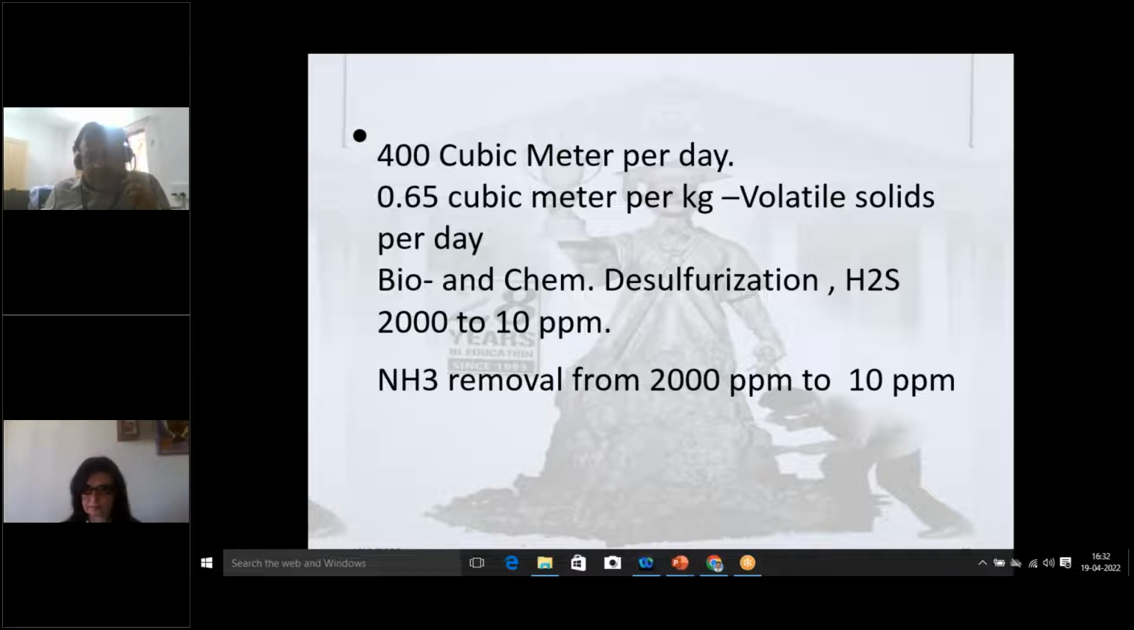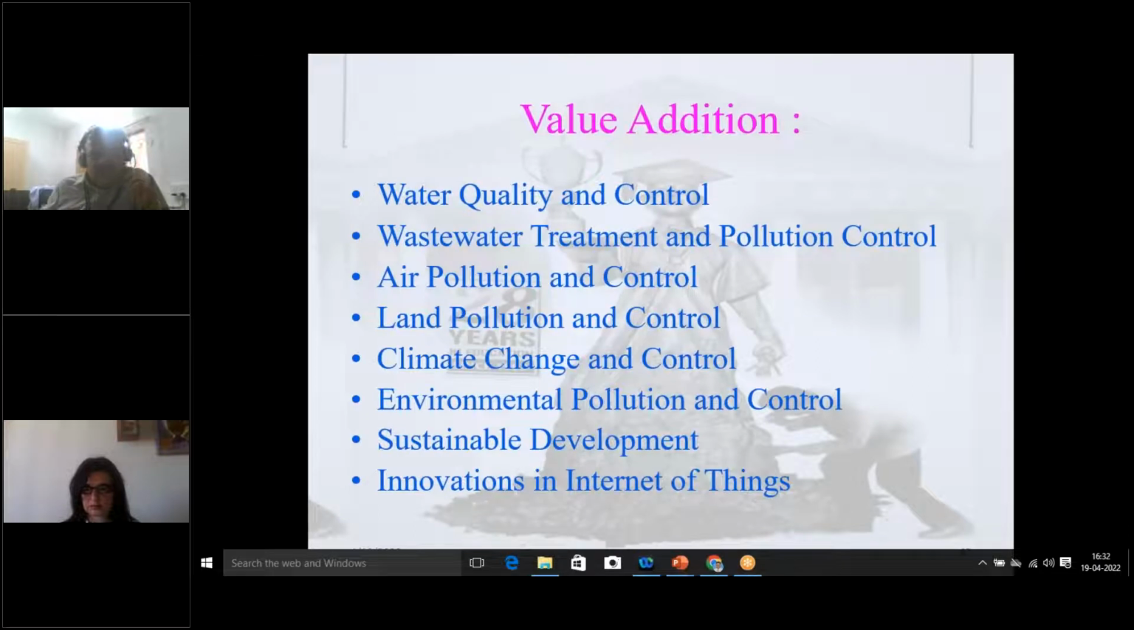Biochemical and chemical desulfurization is from 2000 to 10 ppm. Ammonia removal is from 2000 ppm to 10 ppm. Carbon dioxide, nearly 43%, is reduced to 10%. And value addition, water quality and control is there in this project.